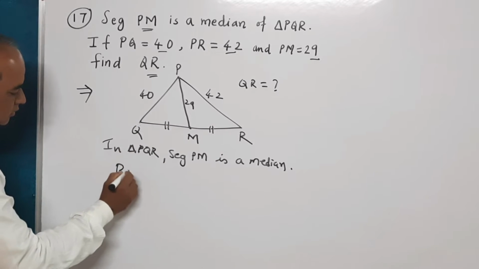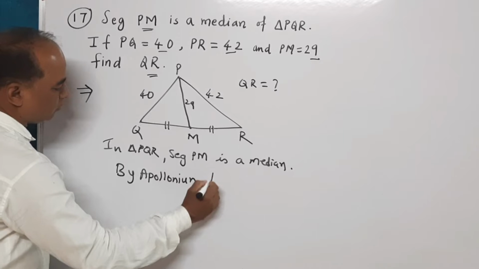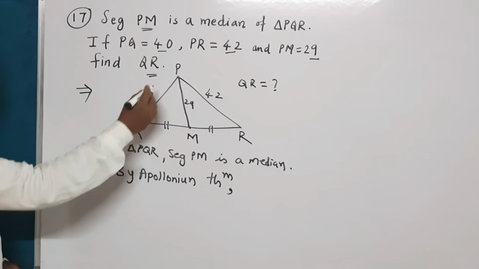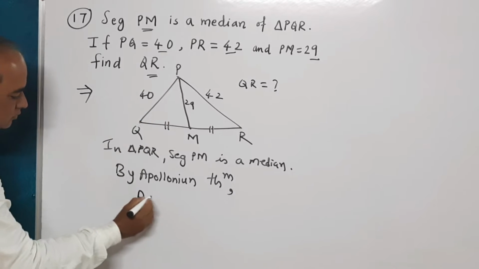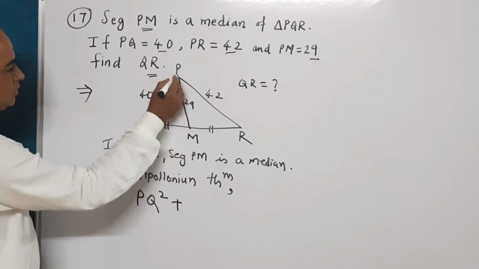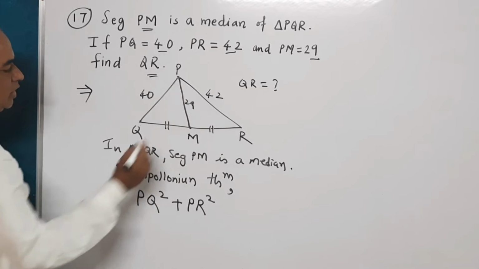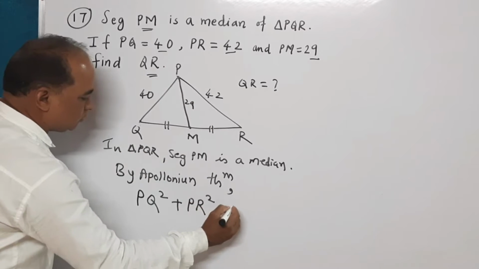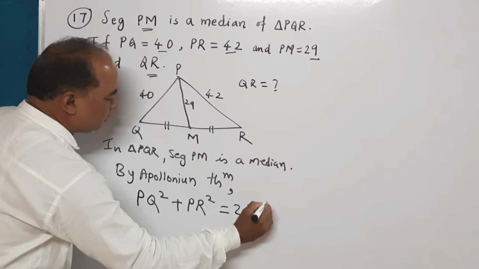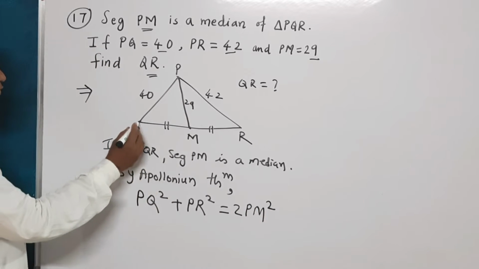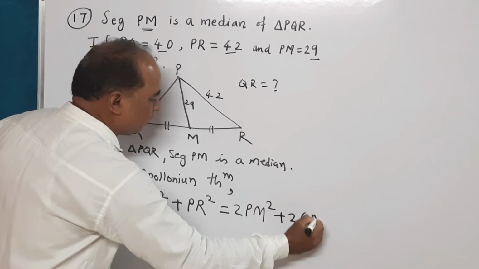So by Apollonius Theorem, we start with the vertex P. PQ square plus PR square is equal to 2 times the square of the median plus 2 times QM square.